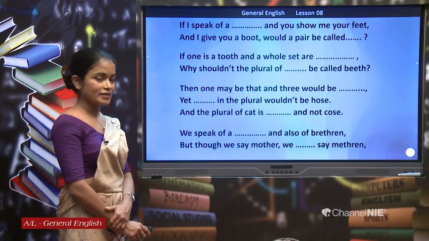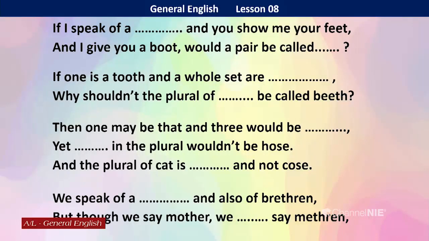If I speak of a blank and you show me your feet and I give you a boot, would a pair be called blank? If one is a tooth and a whole set are blank, why shouldn't the plural of blank be called beeth? Then one may be that and three would be blank, yet blank in the plural wouldn't be horse. And the plural of cat is blank and not coarse. We speak of a blank and also be breathen, but though we say mother, we blank say meither.